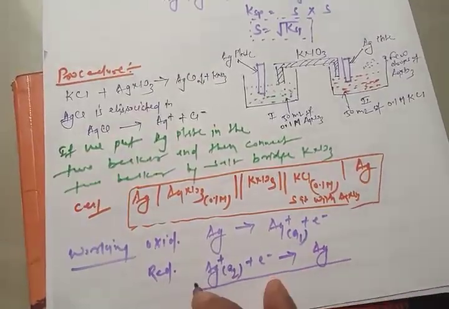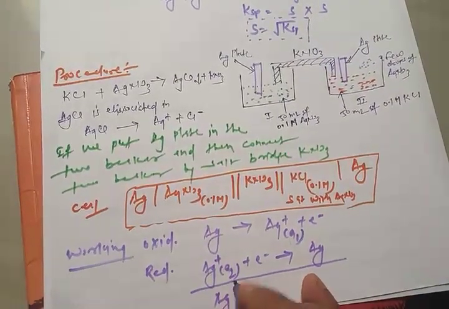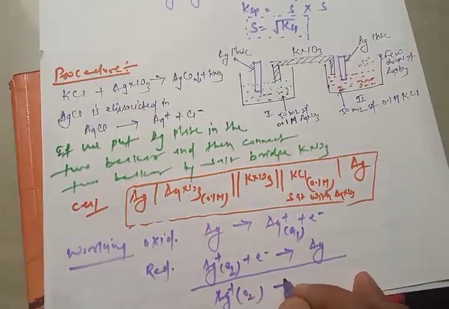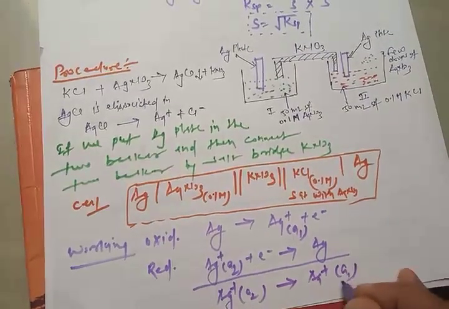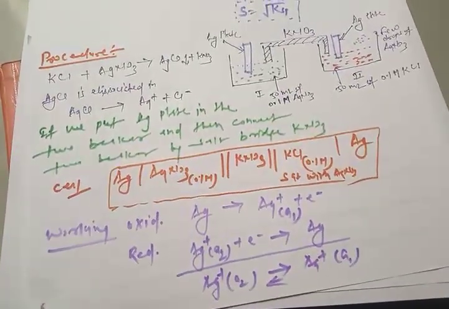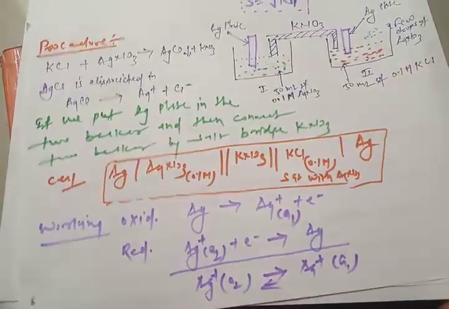And the net reaction, if you go for the net reaction, is Ag plus with activity A2 going to Ag plus with activity A1. So this is the net reaction, A2 to A1. So this is the complete working.